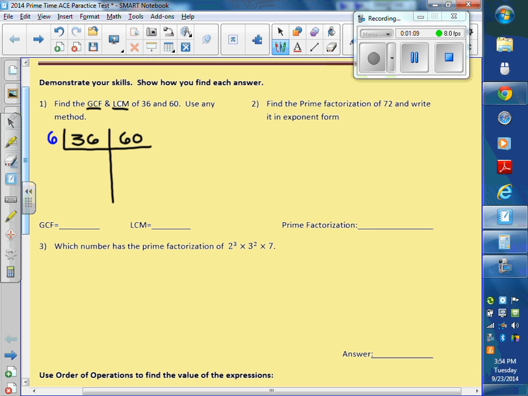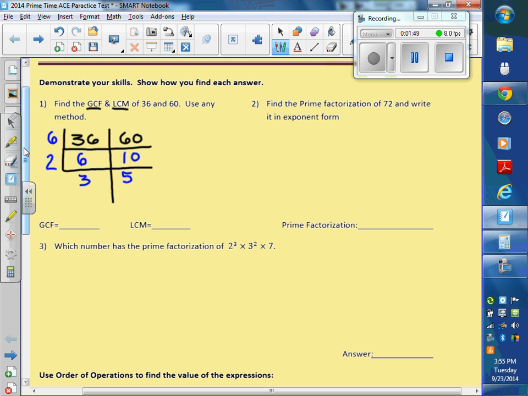Now I do division. I do 36 divided by 6. The result is 6, so I put my answer there. And then I do 60 divided by 6, and I get 10. Since 6 and 10 still have a common factor of 2, I continue my division ladder. 2 goes into both 6 and 10, so I just do division again. 6 divided by 2 is 3. 10 divided by 2 is 5.